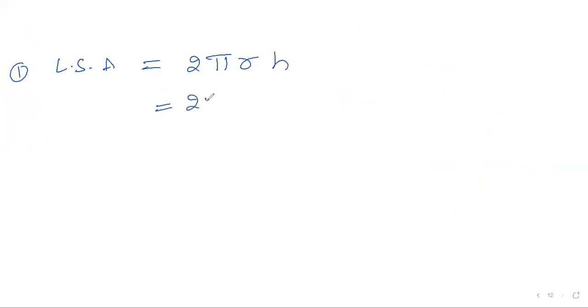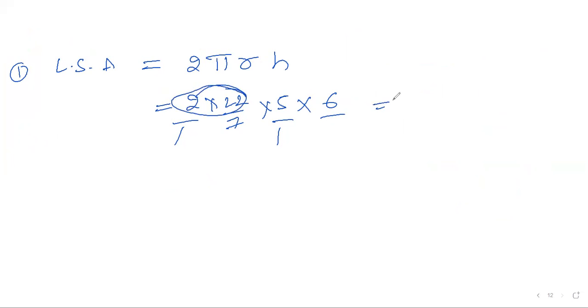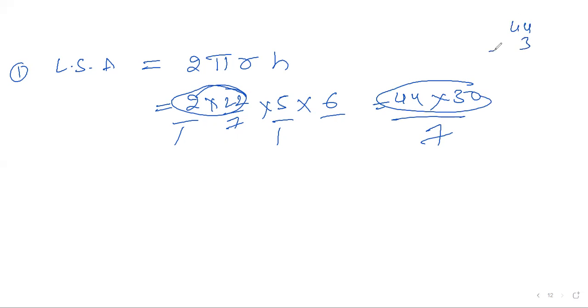Now substitute all. 2 into 22 by 7. R is 5 centimeter. What's the height now? 6 centimeter. So is there any cancellation? No cancellation. Let us work. 2 twos are 44. So 44 into 5 sixes is 30 by 7. Now 44 into 3 is 4 threes are 12, 4 threes are 12, 13. So 1320 is the answer. So 1320 by 7 centimeter square.